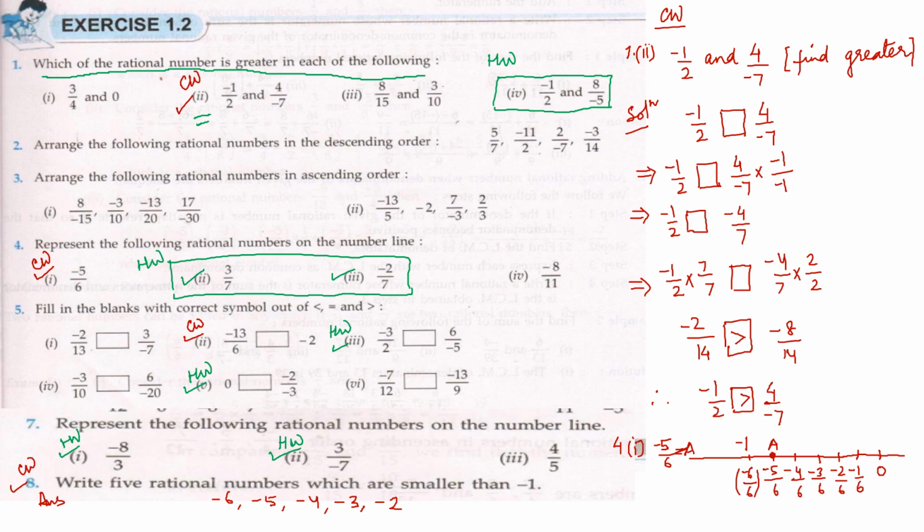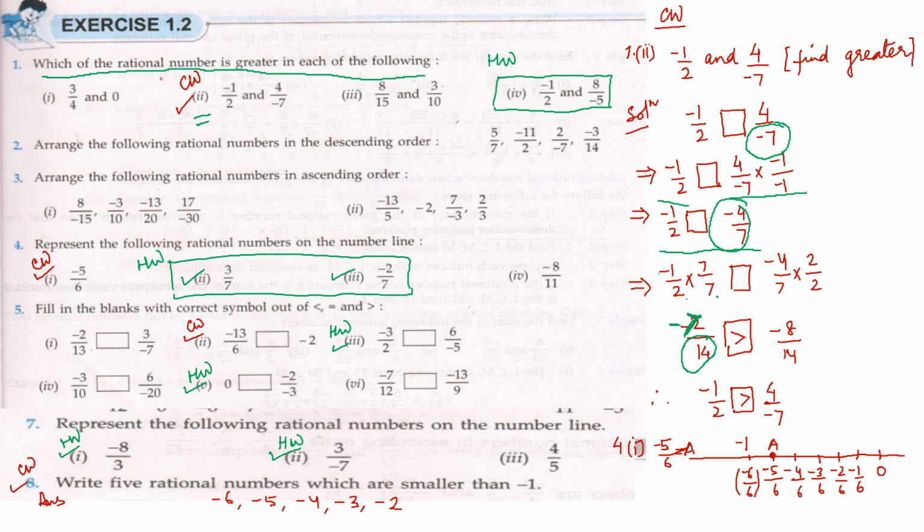If you remember, the very first step was to make the denominator positive. That's why in the next step I have multiplied by minus 1 up and down. So the new rational numbers are minus 1 by 2 and minus 4 by 7. Now the LCM of 7 and 2 is 14. So 2 you have to change to 14. So 2 into 7 will be 14, and 1 into 7 will be, this is not minus 2, this is minus 7.